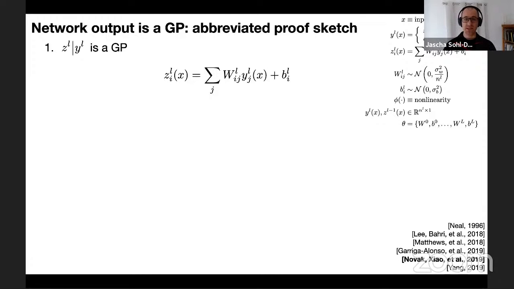Now that I've told you what the result is going to be, let's work through a sketch for why it's true.